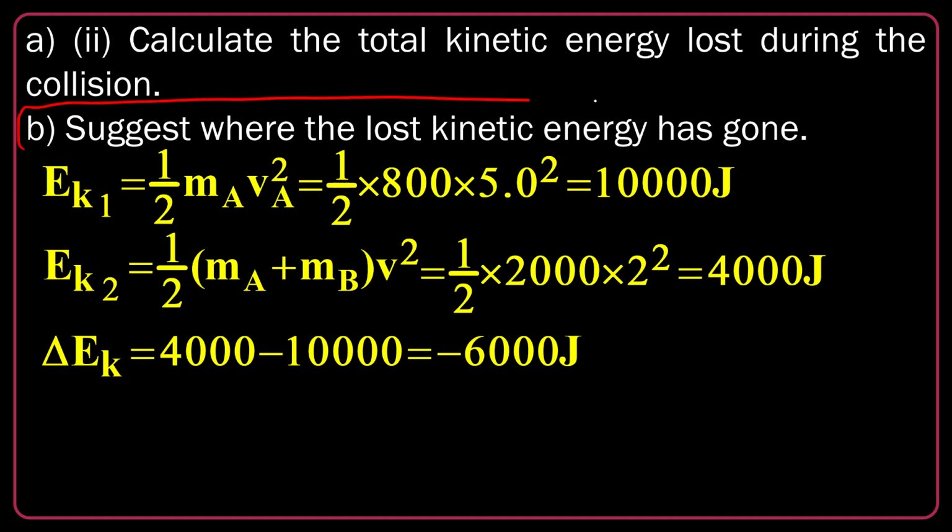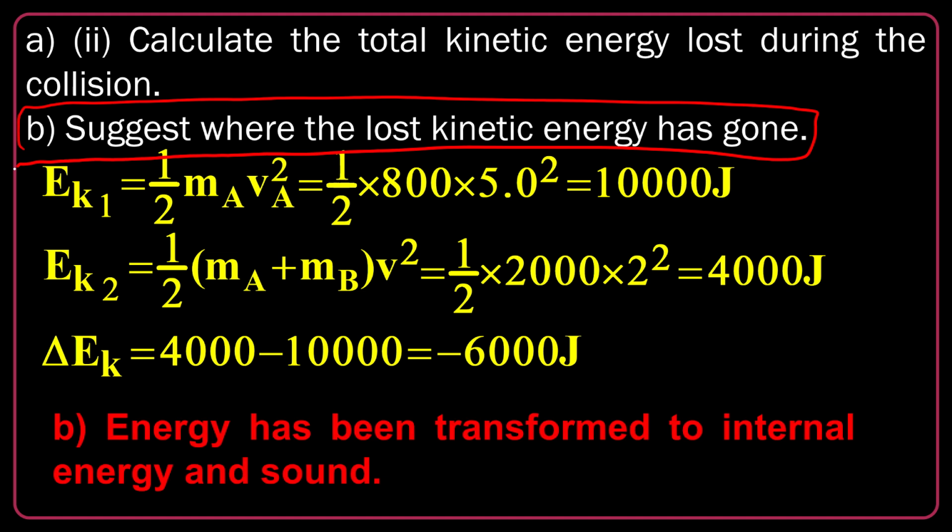Part B asks where the lost kinetic energy has gone. Normally, I will have deformation or maybe conversion to internal energy and so forth. So it may have transferred into internal energy and sound energy. These are the usual processes through which the system can lose kinetic energy.